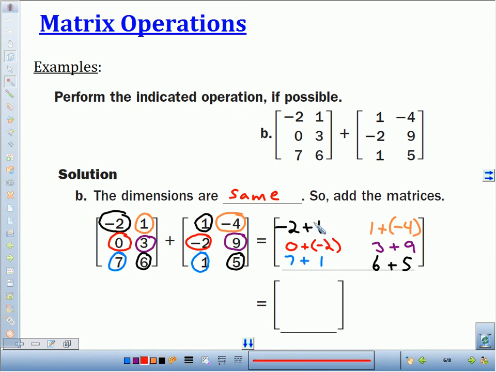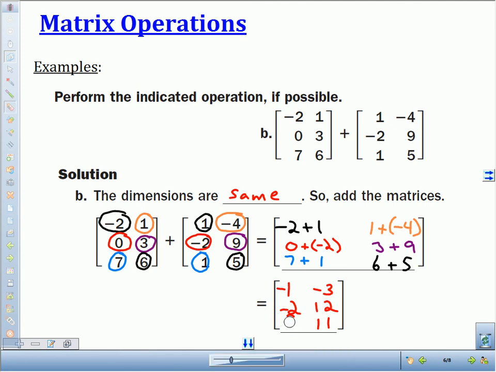Well, -2 plus 1 is -1. 0 plus -2 is -2. And 7 plus 1 is 8. 1 plus -4 is -3. 3 plus 9 is 12. And 6 plus 5 is 11.